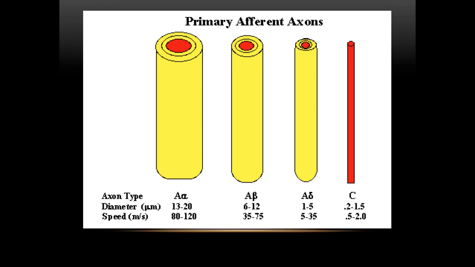So this is just what the nerves actually look like. The A fibers are your large fibers on your left-hand side. Your C fibers are your small fibers that deal with the small fiber neuropathy and pain and temperature.